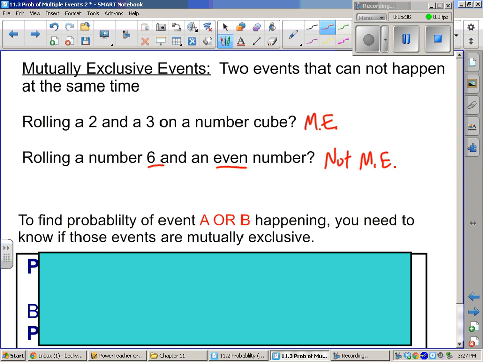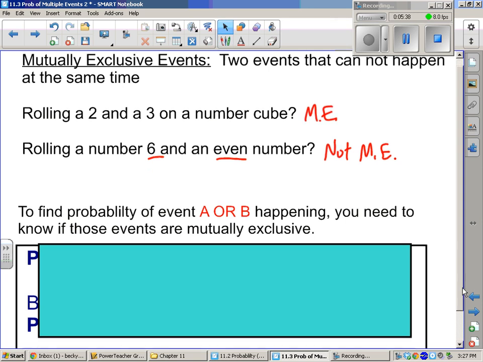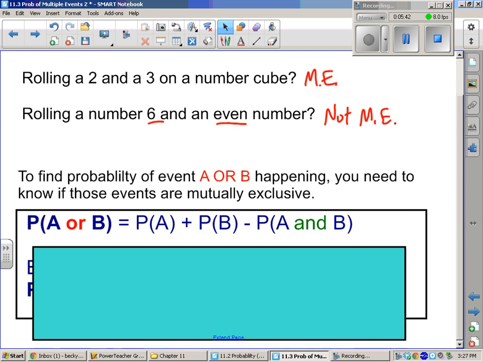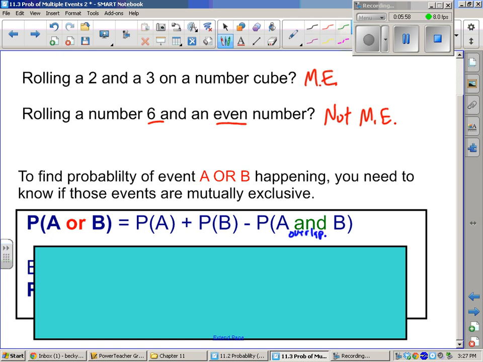All right. So now we're going to talk about or. We just did and. Now we will do or. So there is a little formula. Probability of event A or B is equal to the probability of A plus the probability of B. Then you have to subtract the overlap. That would be like the even sixes, whatever makes them both true, happening at the same time. Right. So that's an or.